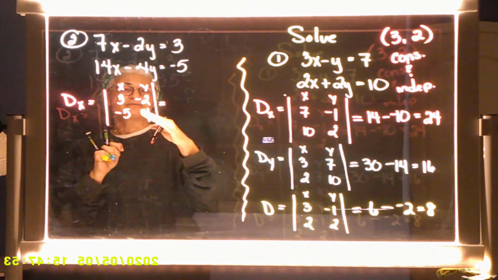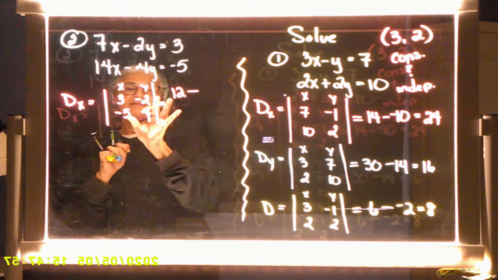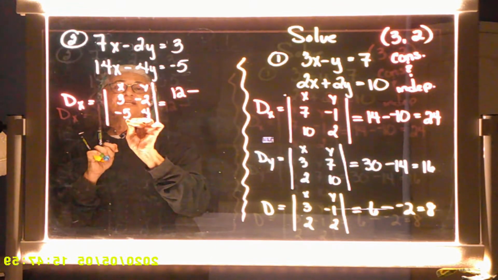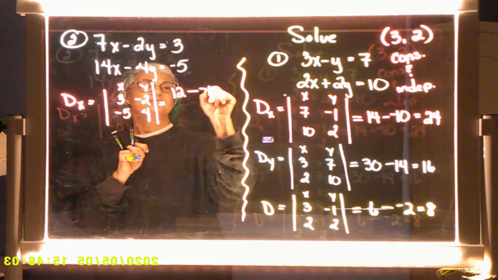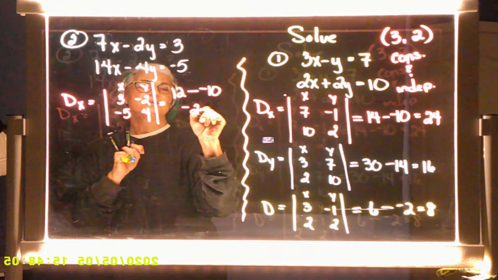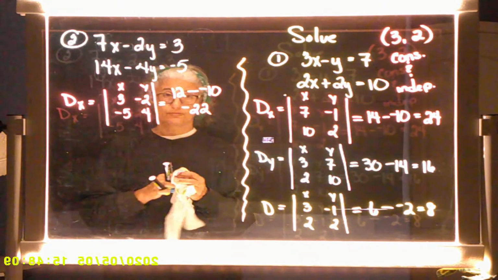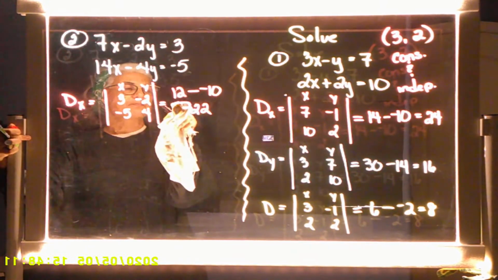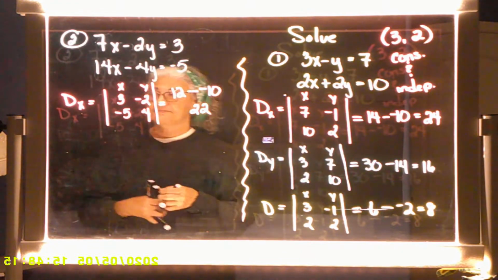Main diagonal, that's right, 3 times 4, which is 12, minus 5, right, -5 times -2, which is, yep, -10, which will give me a positive 22, won't it? Right? Okay. Now let's set up the one for y.